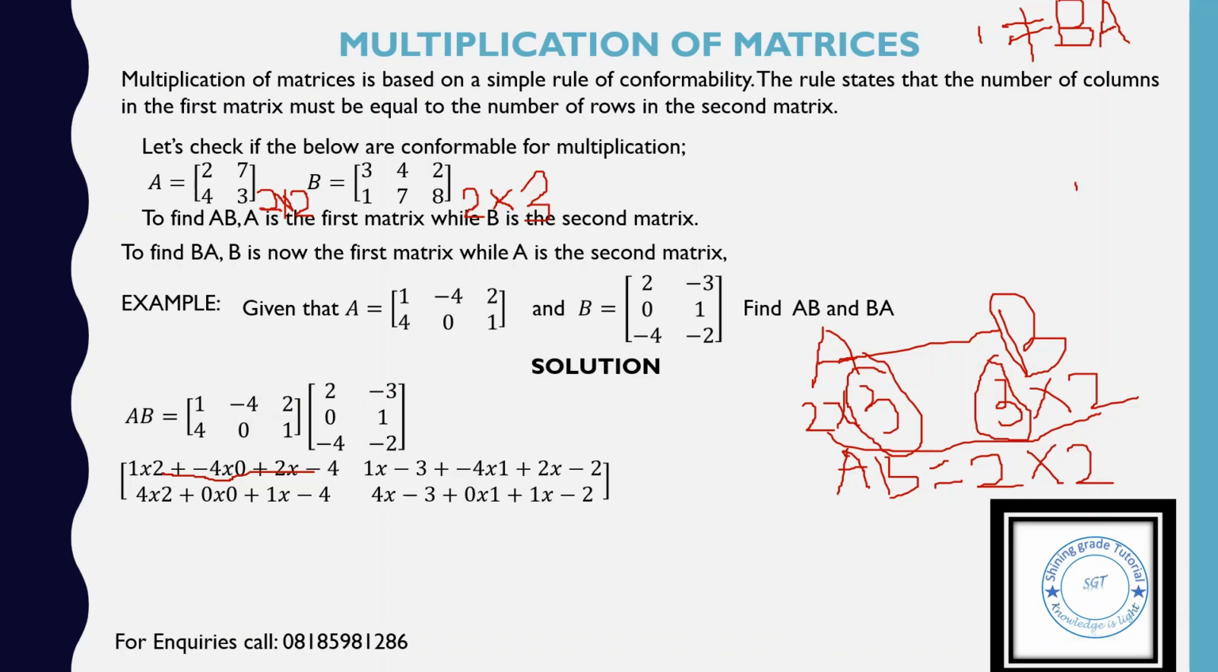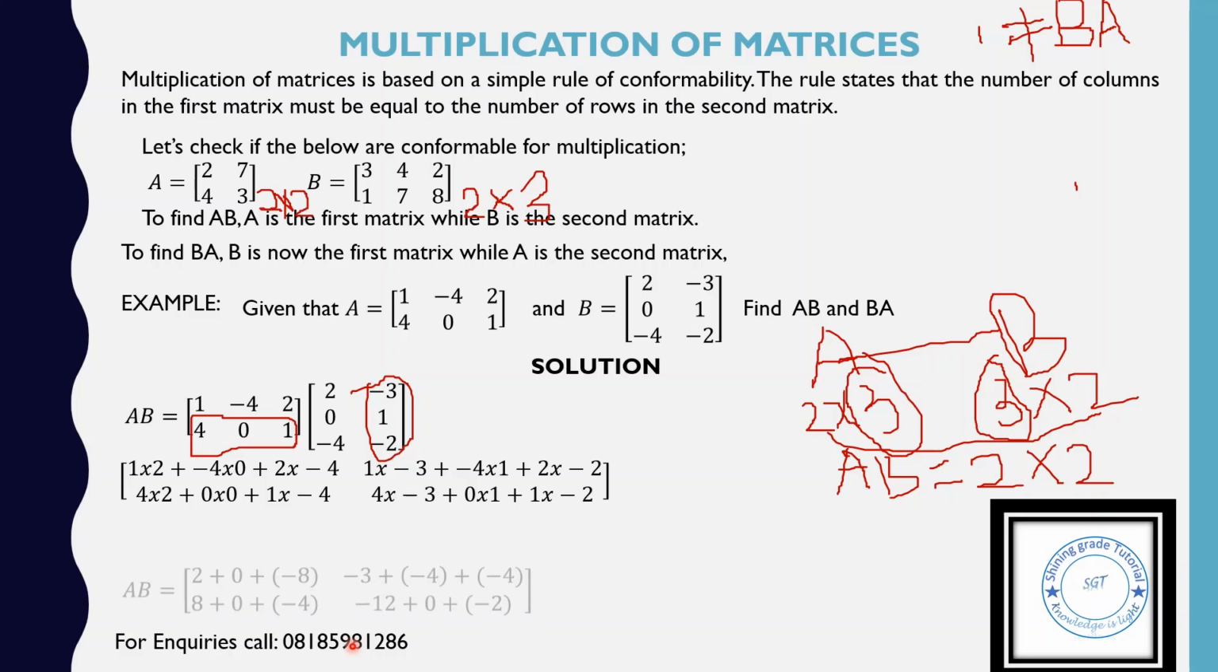As well, also to get the element of second row, first column, we multiply each of the elements together: 4 times 2, 0 times 0, 1 times minus 4. I think that is well understood as well. Also, to get the element of second row, second column, you multiply these two together as well. So we have 4 times minus 3, 0 times 1, and 1 times minus 2. I think that is well understood.